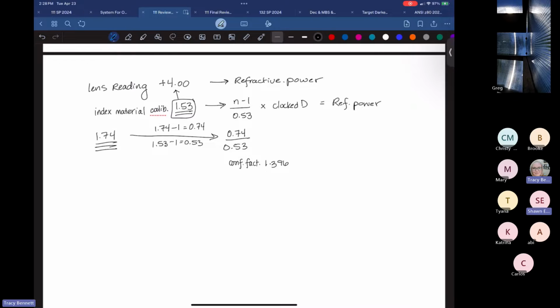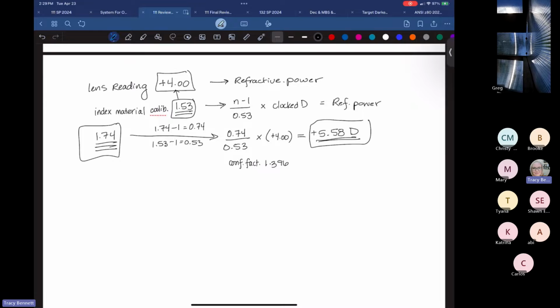You don't really usually need to write that down, but keep that in your calculator and then multiply that by the power of the lens clock reading. So multiply that by 4, and you end up with 5.58. 584. Yeah, and so the lens here, basically this 4 diopter curve in this 174 material is acting more like a 5.58 as far as power.